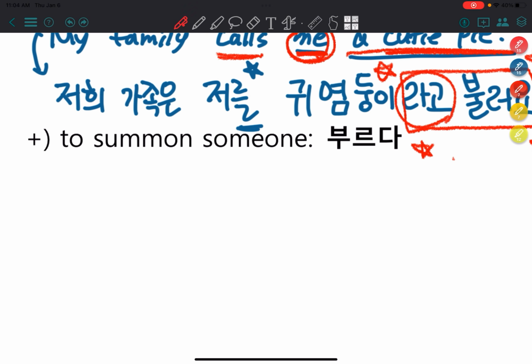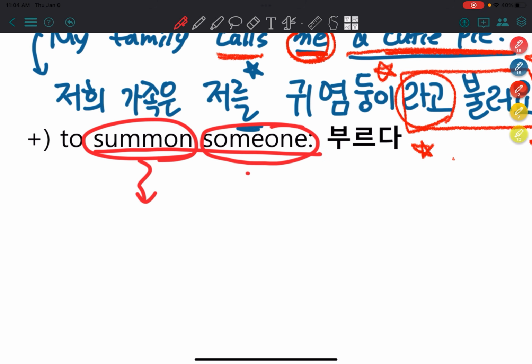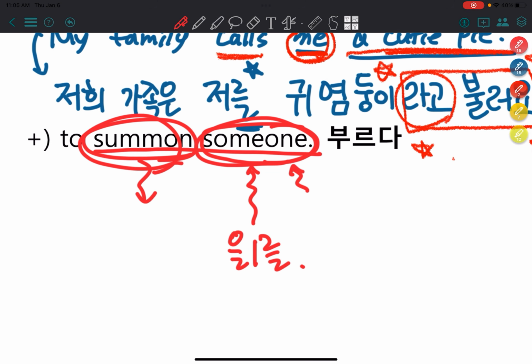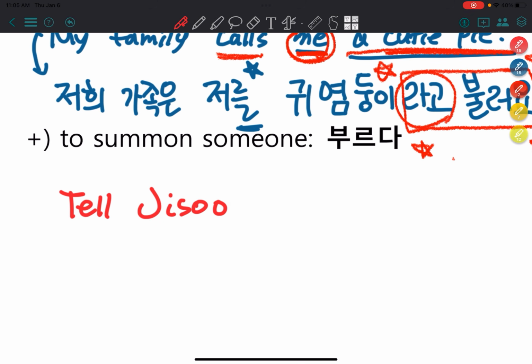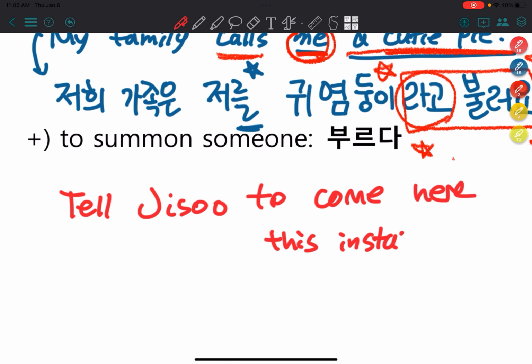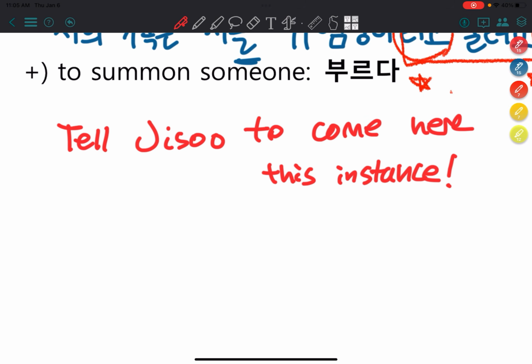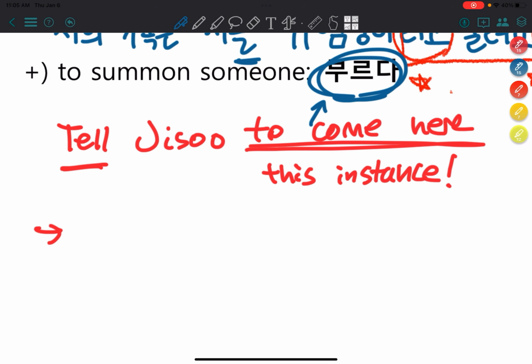And also, when we mean to summon as in like to tell someone to come here, right? We also mark that someone being summoned with an object marking particle because someone is being directly summoned by a subject, right? So someone is also marked with 을. So if you want to say, maybe like tell Jisoo to come here this instant. If you are to translate this sentence, you can say it. So tell Jisoo to come here. For this one, 부르다 verb can be used.